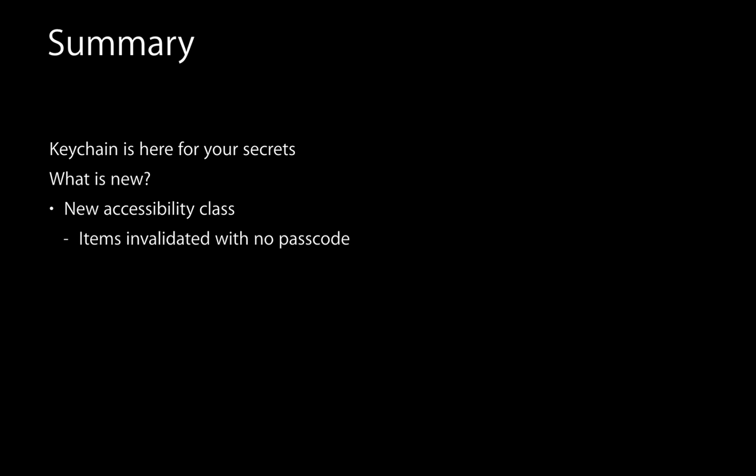We have also a couple of new features which we added in this release. You can use the new accessibility class to protect your items and to delete your items in case the passcode is removed on that device. We have also the new keychain item ACL mechanism, which allows you to define what authentication has to happen when you are accessing your keychain items. And you can use it currently with Touch ID and passcode to protect your keychain items.